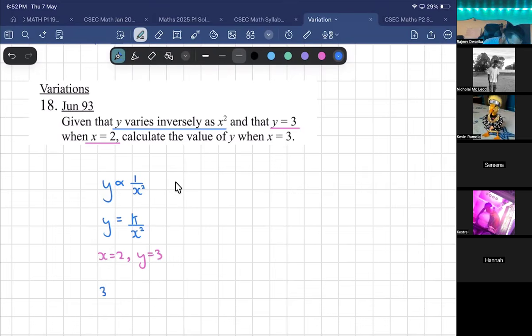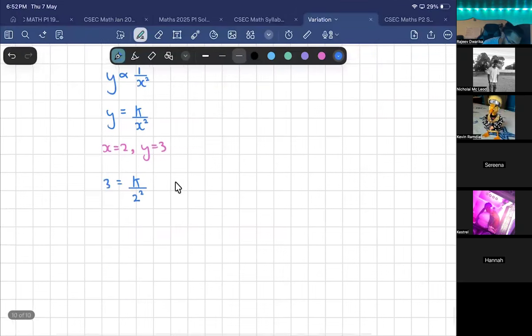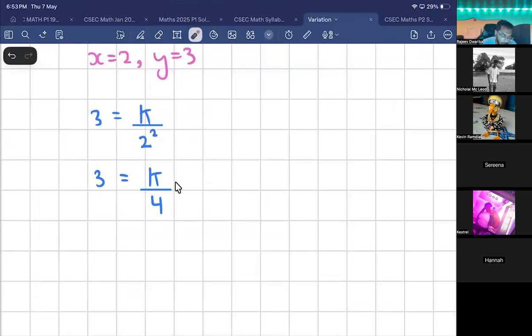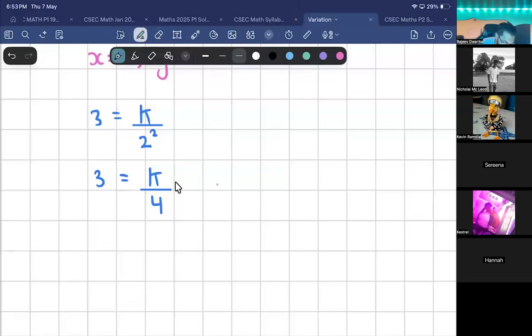Substitute. So I'll say 3 is equal to k all over 2 squared. So 3 will be equal to k over 4. Right now, what is happening to k? Look at where k is. k is currently being divided. Divided by what? By 4. And you want to cancel off this 4. So instead of dividing by 4, you multiply by 4 on both sides, because the opposite of dividing by 4 is multiplying by 4.